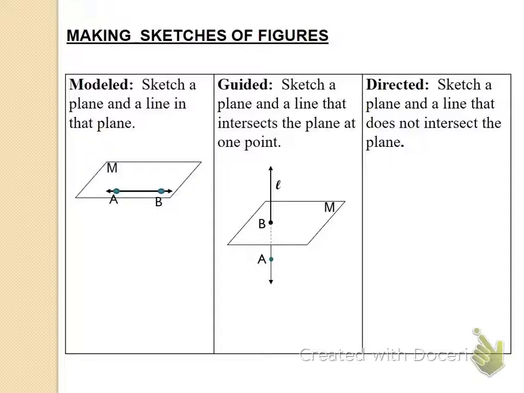Okay, and then the next one, sketch a plane and a line that does not intersect the plane. Well, hopefully that's a little bit more obvious. All you got to do is come up with a plane, just draw a box, and then make sure that when you draw your line, it is nowhere inside the box at all. Just kind of let it float above there. Again, making sure that you label the plane, label your line. Okay?